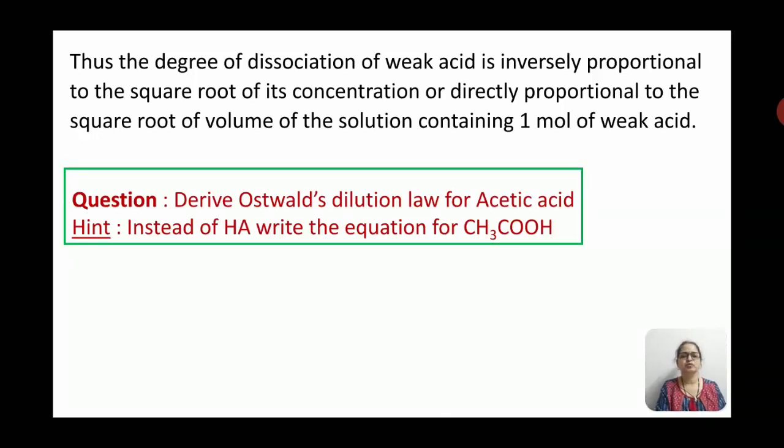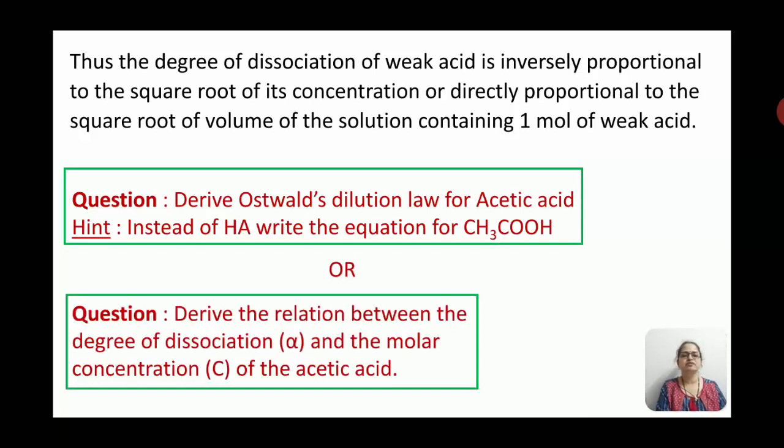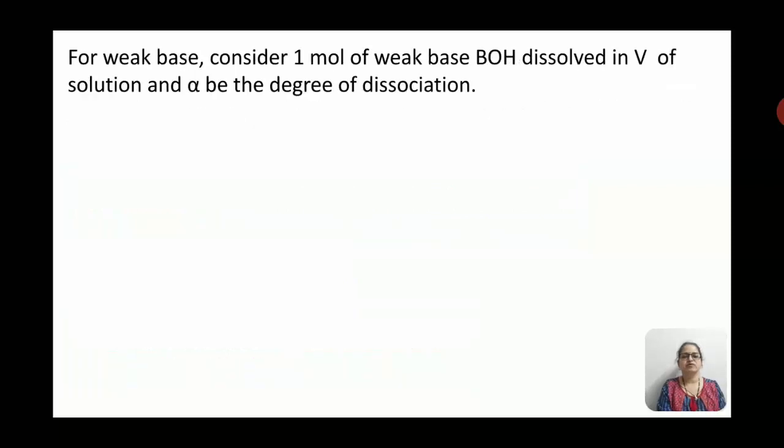On this, you may get a question, derive Ostwald's dilution law for acetic acid. Here what is expected? See, here they have specified acetic acid. Again, instead of HA, you are going to write the equation for acetic acid, that is CH3COOH. Or you may get a question, derive the relation between the degree of dissociation alpha and molar concentration C for acetic acid.